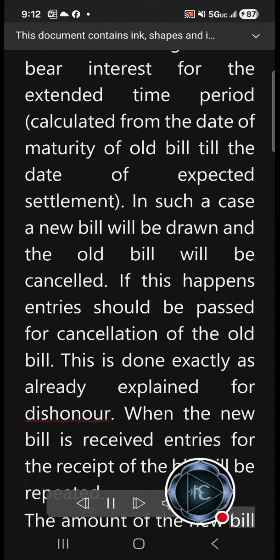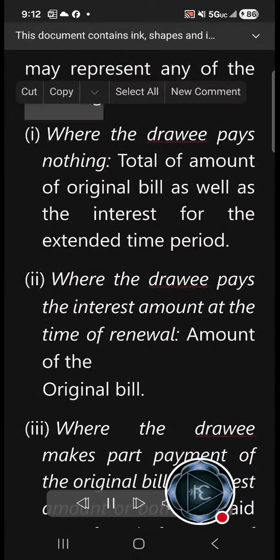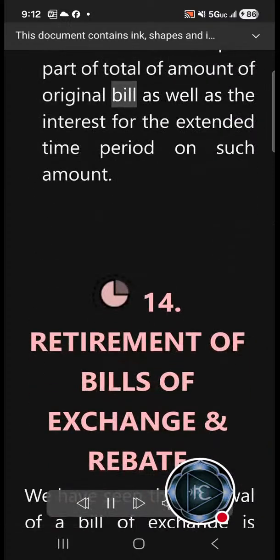The amount of the new bill may represent any of the following. Where the drawee pays nothing, the total of the amount of the original bill as well as the interest for the extended time period. Where the drawee pays the interest amount at the time of renewal, the amount of the original bill. Where the drawee makes part payment of the original bill or interest amount or both, the unpaid part of the total of the amount of the original bill as well as the interest for the extended time period on such amount.